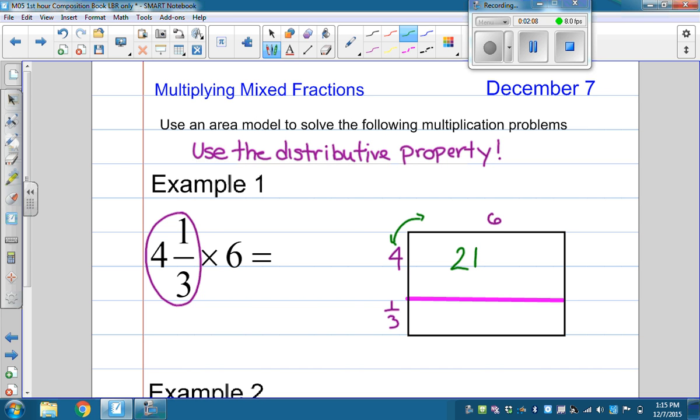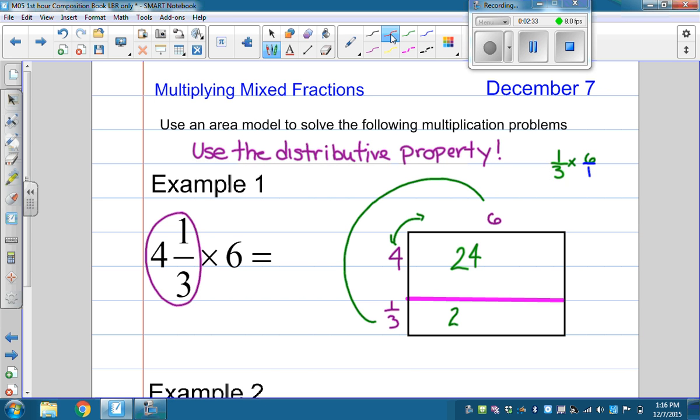4 times 6 is 24. And then you multiply these two numbers. And so 1/3 of 6 is 2. If you don't know where I got that, remember last week we multiplied fractions, simple fractions. And 1/3 times 6 can be written as two simple fractions because 6 is the same as 6 over 1.